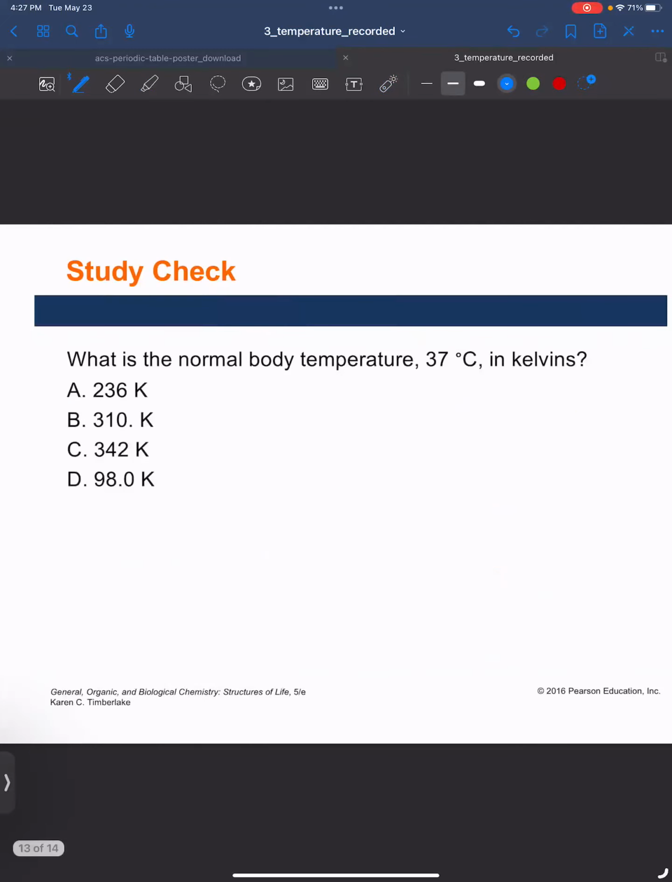All right, pause the video again, try the study check on your own, and then come check your work with me. Okay, what is normal body temperature? 37 degrees Celsius in kelvins. So once again, let's write our given. So temperature in Celsius is equal to 37 degrees Celsius. And we need to find the temperature in Kelvin.